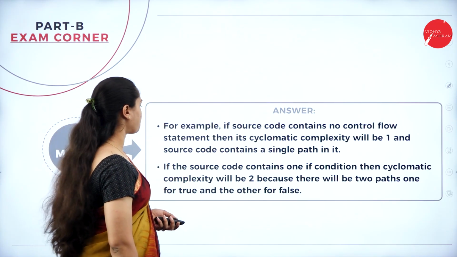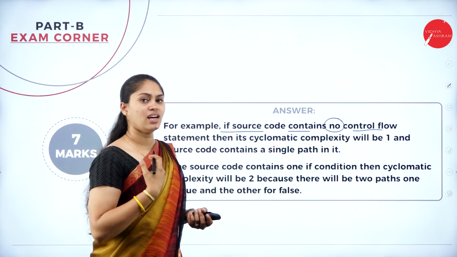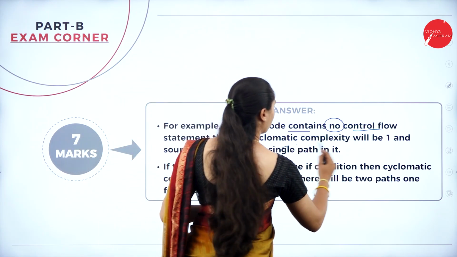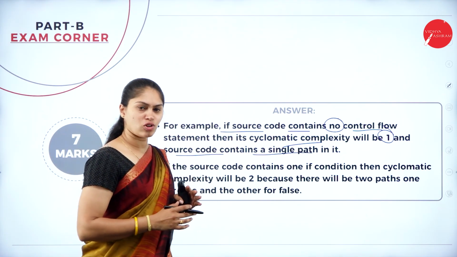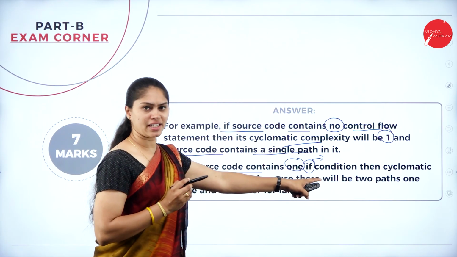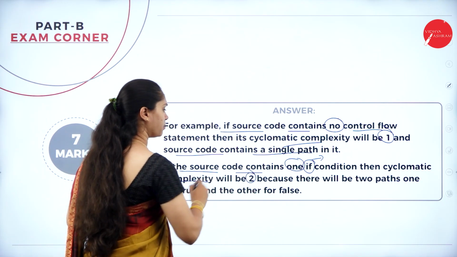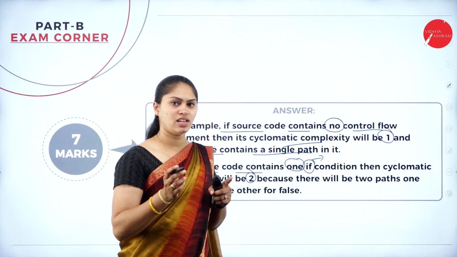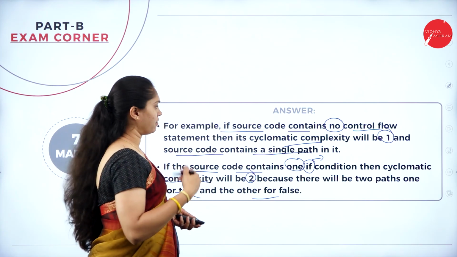So for example, if a source code contains no control flow, if you don't have any decision making or control signals there, then the cyclomatic complexity remains the standard value, that is 1. If a source code contains one if condition, or any branching condition, then the cyclomatic complexity will be 2. Why? Because when we have an if condition, there will be two paths. One is true and the other one is false. For that reason, the cyclomatic complexity will be 2.